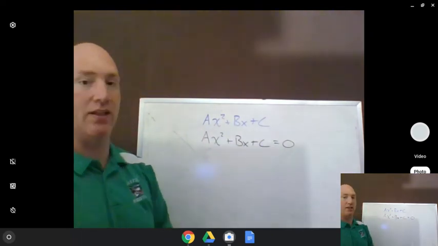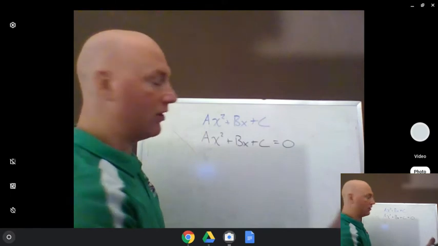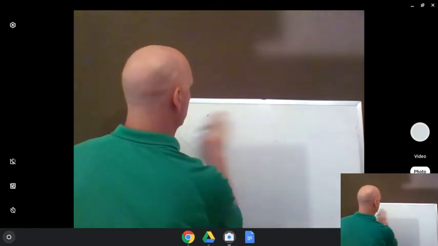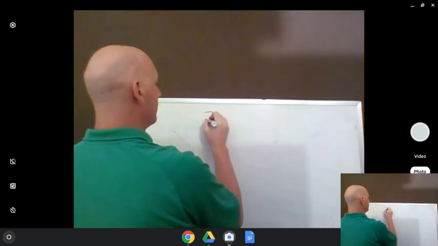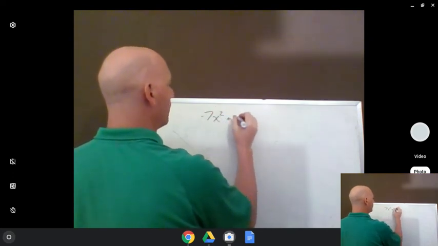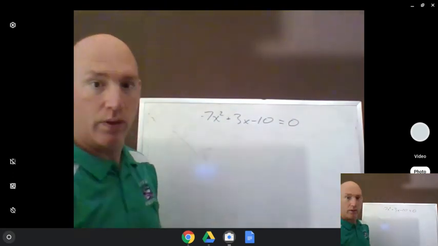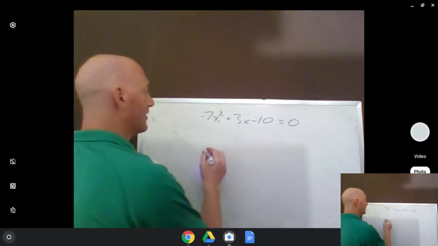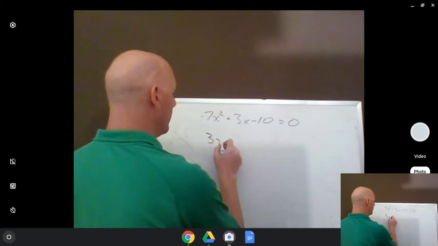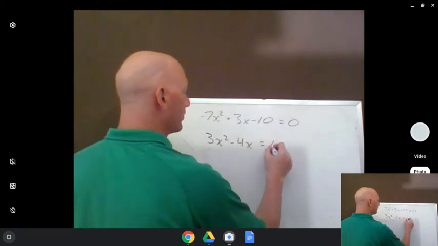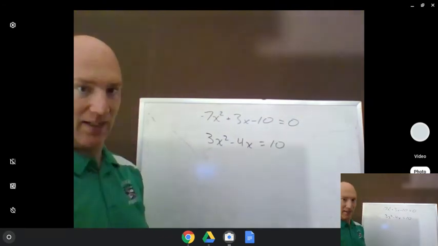So if it was something like, and this is just a preview, so if I had something like negative 7x squared plus 3x minus 10 equals 0, hooray, we're in standard. But if I had something like 3x squared minus 4x equals 10, we are not in standard.